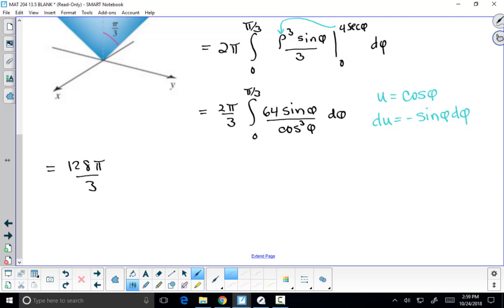Okay, so the 64 comes out, and let's put a minus in front of that. So then sine phi d phi is going to become du in there. So we're going to get the integral. Looks like u to the negative 3 times du. And we'll convert our limits back. And we get u to the negative 2 divided by negative 2.